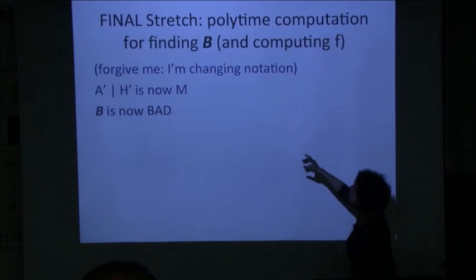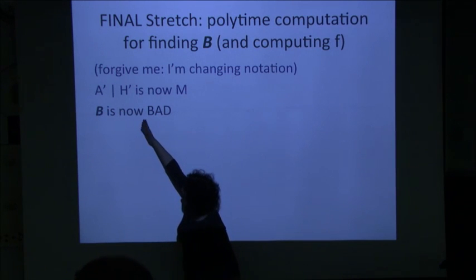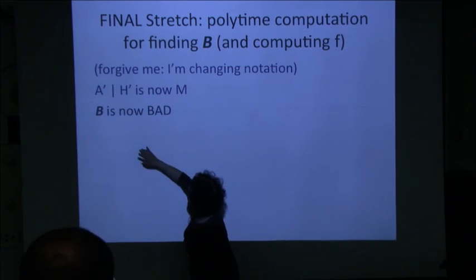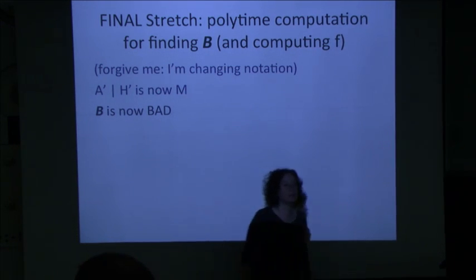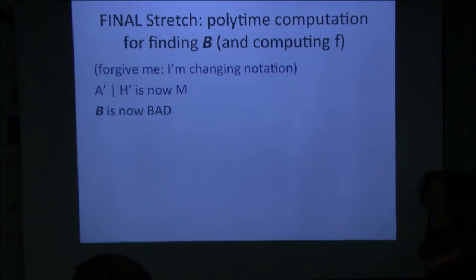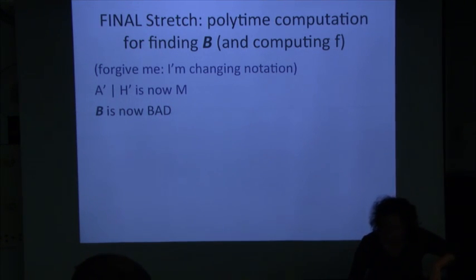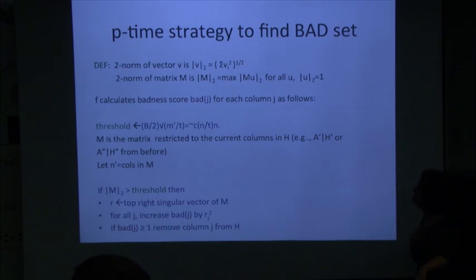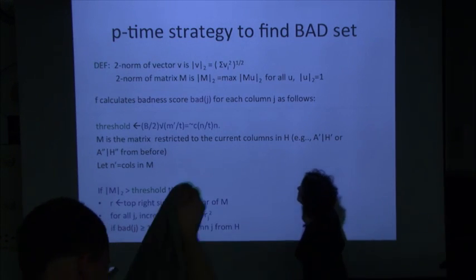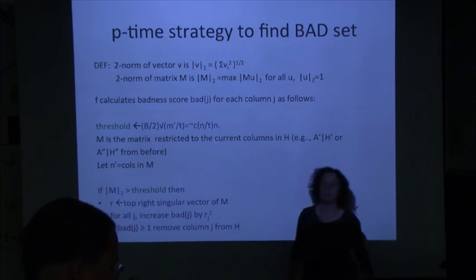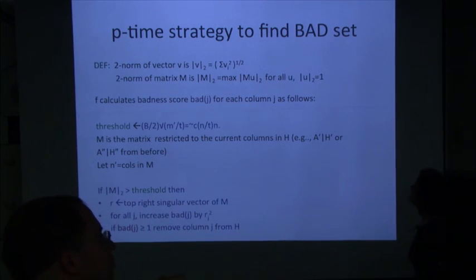Just point out I have a change in notation. A prime restricted to H prime is now M, and B is now bad. Okay, so I'm going to try to find this bad set of columns. And here, it's a very simple algorithm. I'm going to use two norms of vectors and matrices.